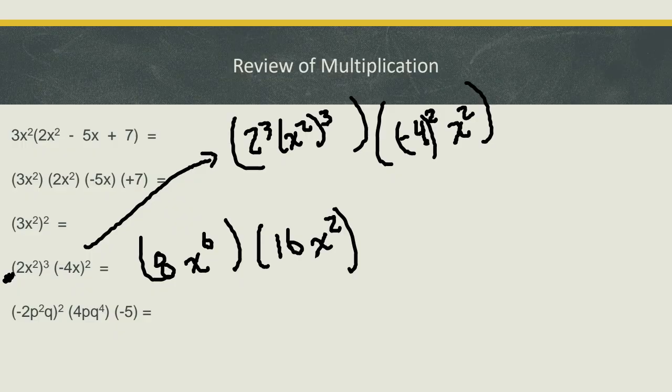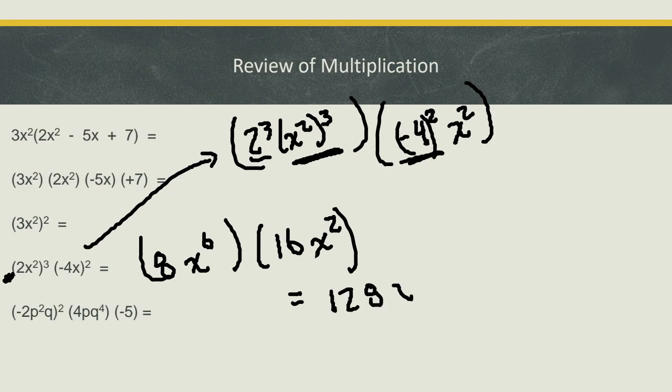So that is where the 2 cubed becomes an 8. This one, I know I multiply my exponents, so negative 4 squared becomes a 16. You can put that in your calculator. And then x just becomes an x squared, so that's where it came from. But I can go a step further, right? So I can do 8 times 16, which gives me 128.